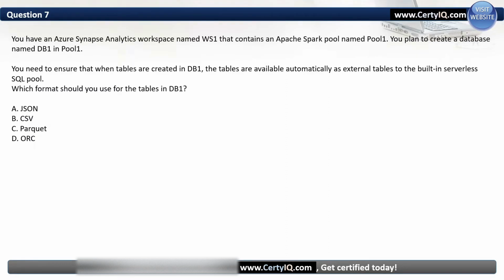Question 7. You have an Azure Synapse Analytics workspace named WS1 that contains an Apache Spark pool named Pool1. You plan to create a database named DB1 in Pool1. You need to ensure that when tables are created in DB1, the tables are available automatically as external tables to the built-in serverless SQL pool. Which format should you use for the tables in DB1?